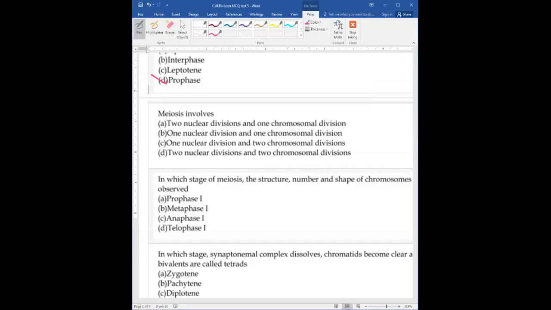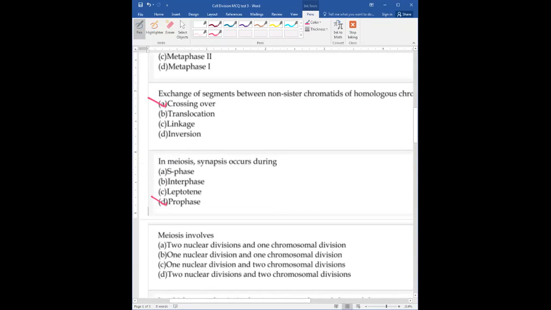Guys, when we talk about meiosis, some of you said, sir, in the previous question prophase 1 should have been mentioned. Yes, actually it should have been prophase 1. That is true. But because we understand it is that way, we selected this, and it is the best answer from these. Now, guys, we need to understand this. Meiosis involves what?